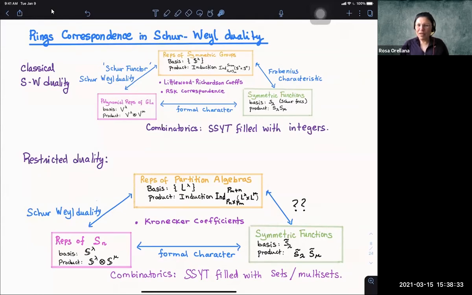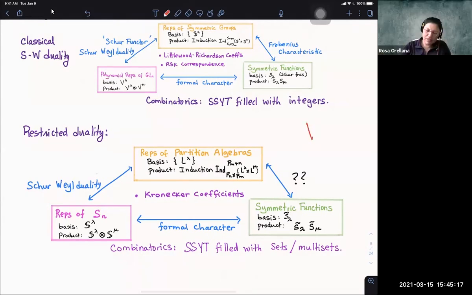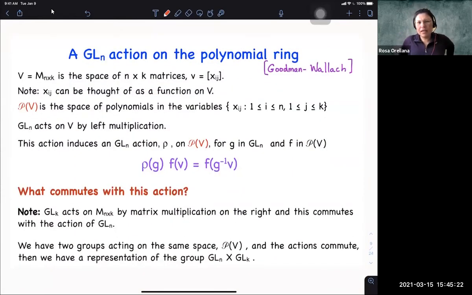I want to tell you how we were able to answer that question, but the motivation came from this RSK type correspondence that we were looking at. We were trying to understand what algebraic objects correspond to the combinatorics that we were observing. So here, remember the vector space is V tensor K for both. So what if we change the vector space?